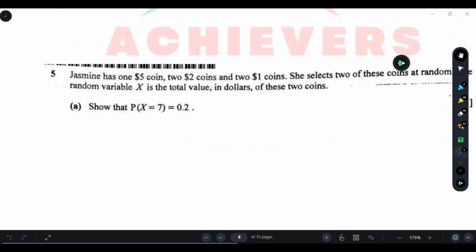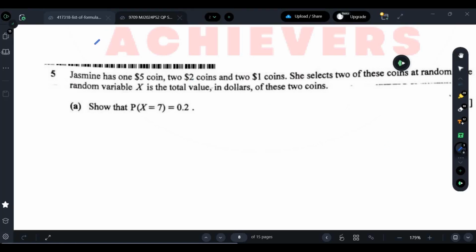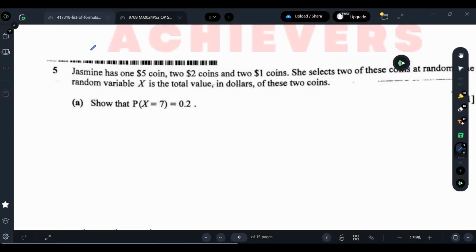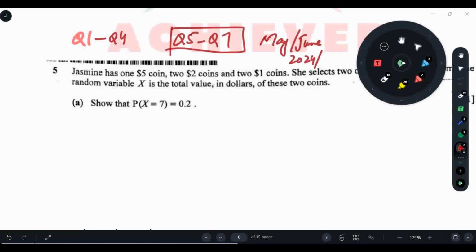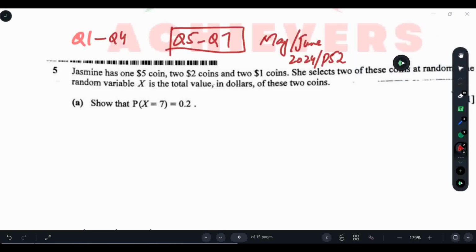Hello everyone. Today we are going to discuss the remaining questions of the paper. In the last video we discussed question 1 to question number 4, and today we will discuss question 5 to question number 7. This is the May-June 2024 paper, paper 5-2. Now let's move to question number 5.